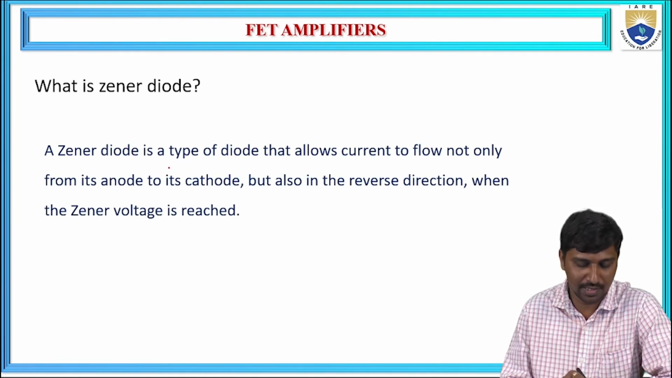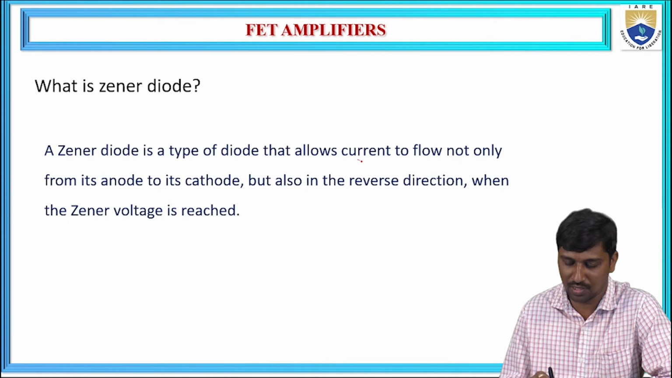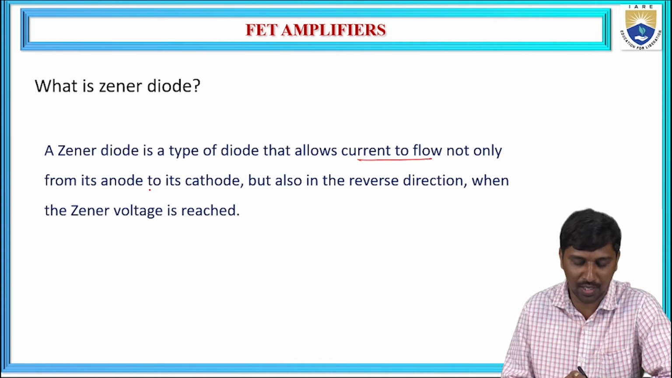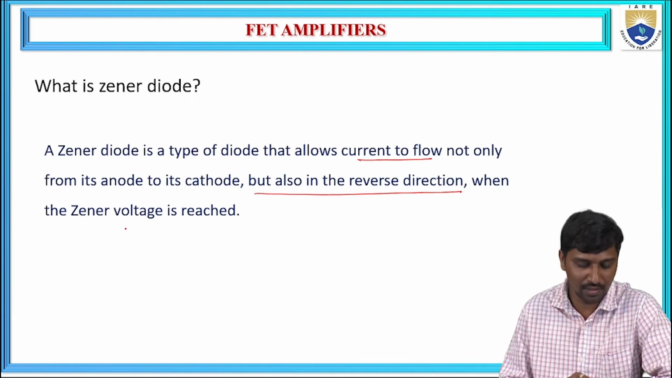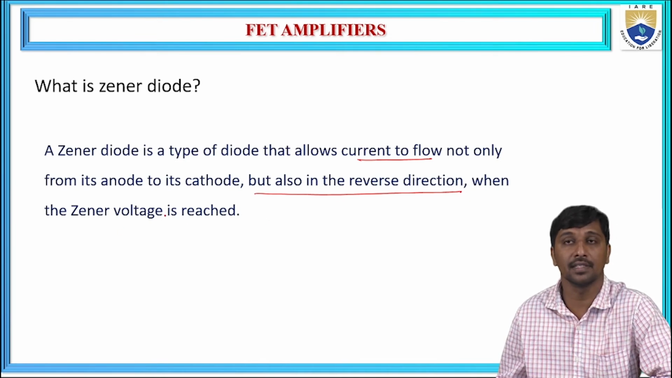Hence, the zener diode is a type of diode. It allows the current to flow not only from the anode to the cathode but also in the reverse direction, when the zener voltage is reached.